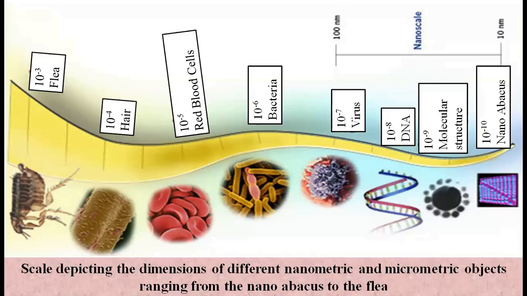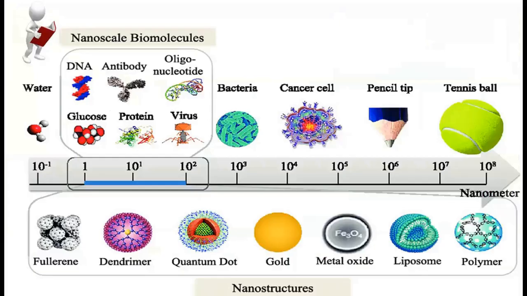In reality, we find that an ant is approximately 5 mm in length and red blood cells are approximately 5 micrometers in dimension, which is 1000 times smaller. So nanomaterial is smaller than red blood cells also. This is the pictorial view that shows how small the nanoscale is. Things like DNA strands, antibodies, proteins, and oligonucleotides come in the nanoscale.